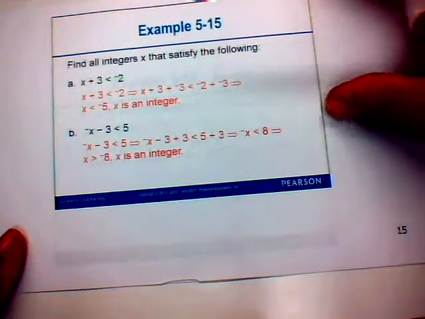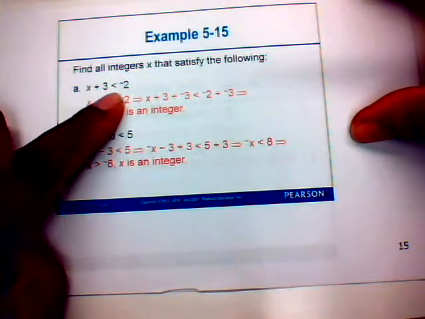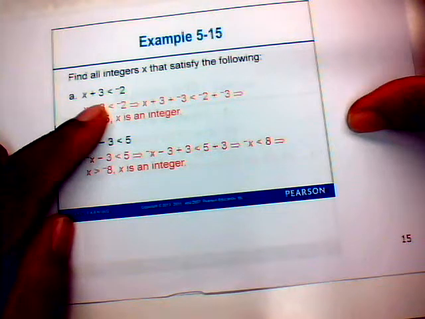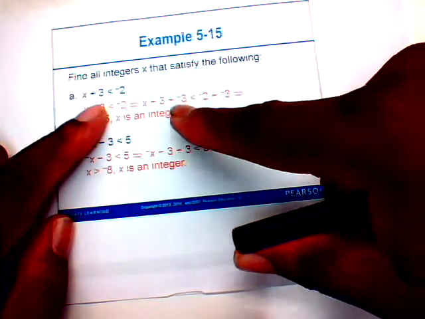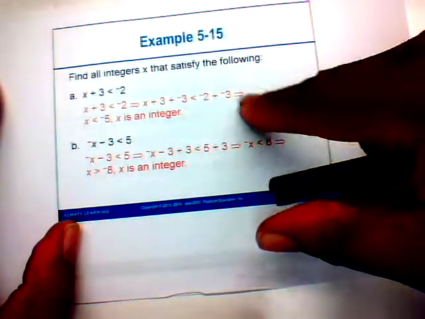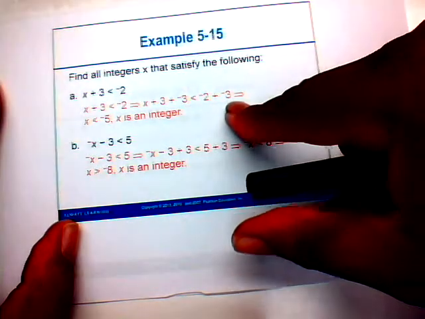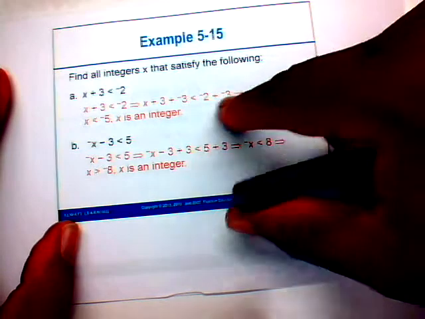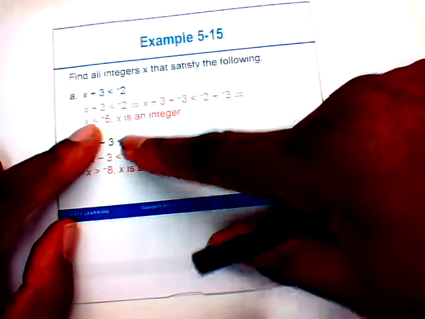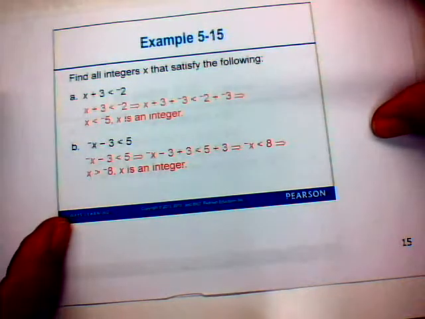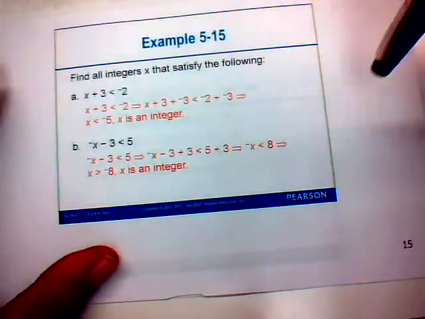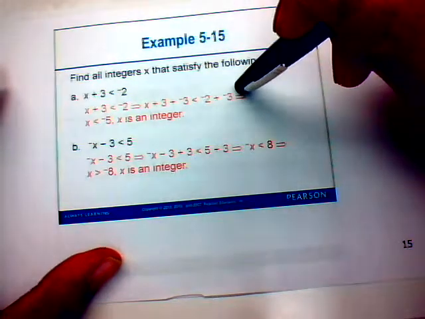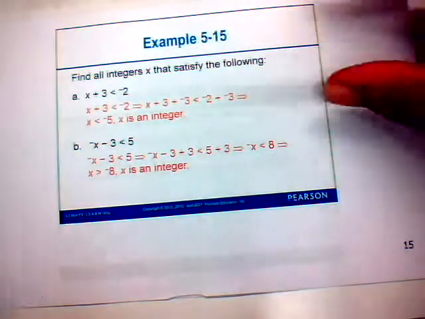Here's some examples here. Part A, x plus 3 is less than negative 2. We want to get x by itself, we're adding 3, so the opposite of that would be adding negative 3 on both sides. Or subtracting 3 if you want to think of it like that. So here, negative 2 plus negative 3 will be negative 5. So x is less than negative 5. Here we're adding some integer to both sides of this inequality, meaning that the inequality symbol stays the same.